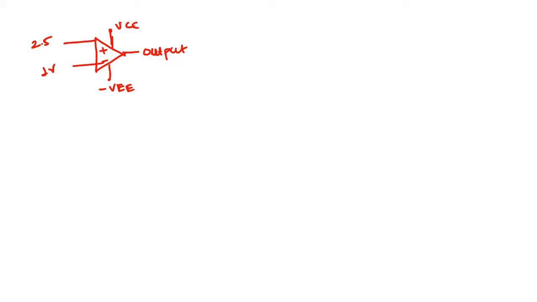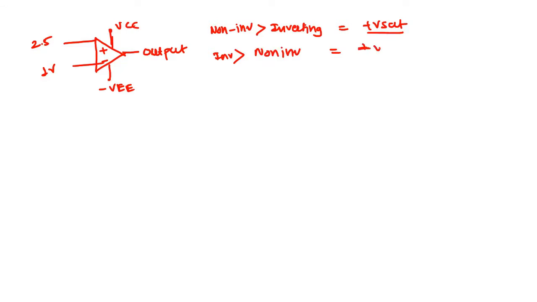which one is greater? My non-inverting is greater than the inverting voltage. If such a case happens, then my output is plus Vsat, because whichever is greater, non-inverting, we will get VCC, which is nothing but the Vsat voltage. And if my inverting is greater than non-inverting, then I will get minus Vsat. You have to keep these things in your mind.